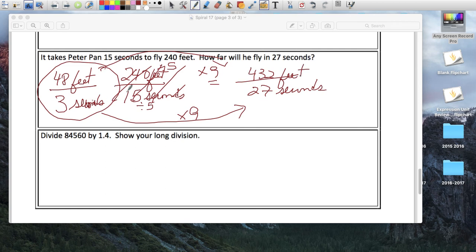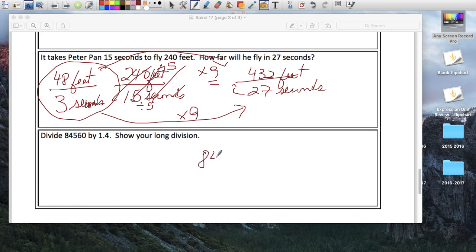Could have done that if you saw a relationship between 15 and 240 going up and down. You could have done what times this gives 240. Let me see. Yes, there is. It was times 16, so you could have just multiplied. If you went up and down, 15 times 16 gives you 240, and you could have multiplied 27 going up times 16, and that would have also given you 432. Okay.